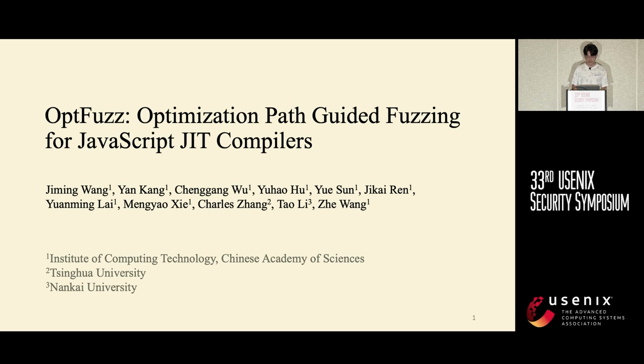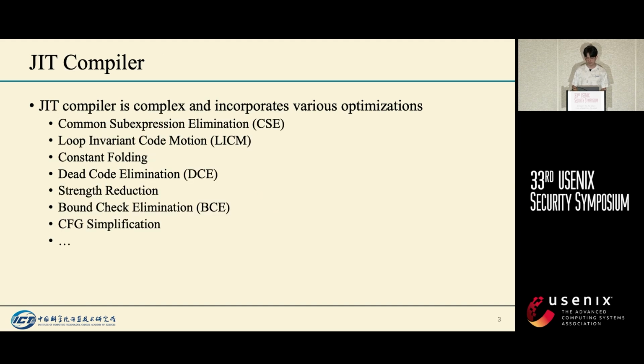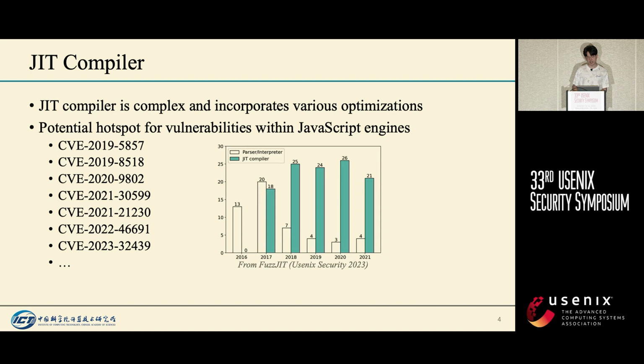JIT compilers. The JavaScript JIT compiler is a core component of the JavaScript engine, and JavaScript engines are widely used in various applications, including web browsers, PDF readers, and so on. The JavaScript engines can execute JavaScript programs. As a core component of the JavaScript engine, the implementation of the JIT compiler is inherently complex and incorporates various optimizations such as CSE, LICM. The complexity of JIT compilers has made them potential hotspots for vulnerabilities within JavaScript engines.